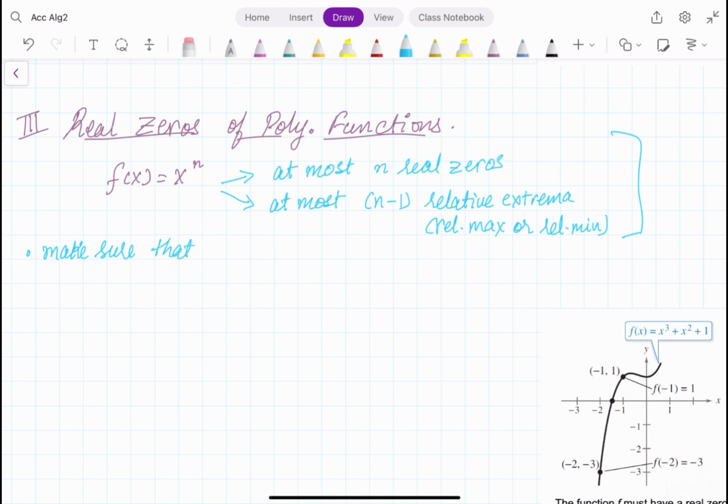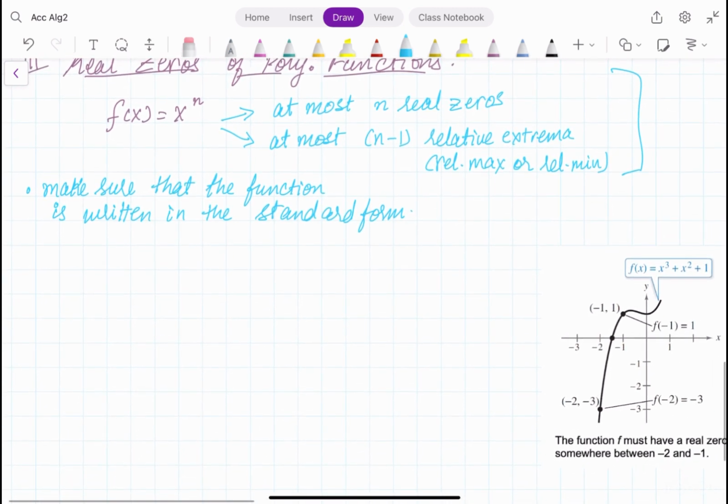Now, a few things. Whenever you are solving to find the zeros, make sure that the equation is in the standard form. If it is not in the standard form, rewrite the equation again in the standard form and then start to factor it and find the real zeros. Right? Let's take one example.